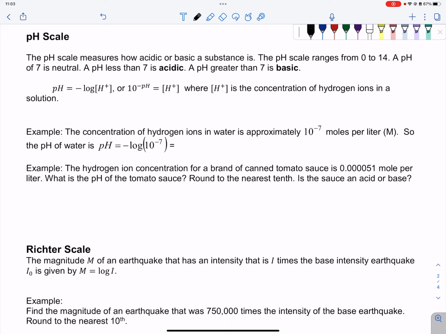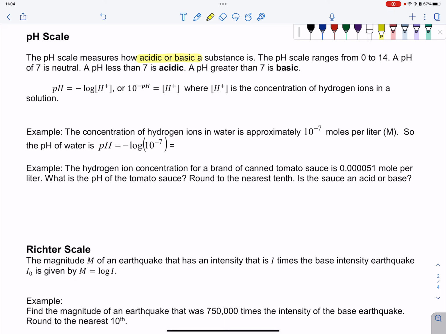There are different types of logarithm scales that people use that have been created to be able to make things easier to comprehend. We are going to work through 3 different types of scales in this class, the pH scale, the Richter scale, and the magnitude scale. So to start off, we have the pH scale. This is used to measure how acidic or basic something is.